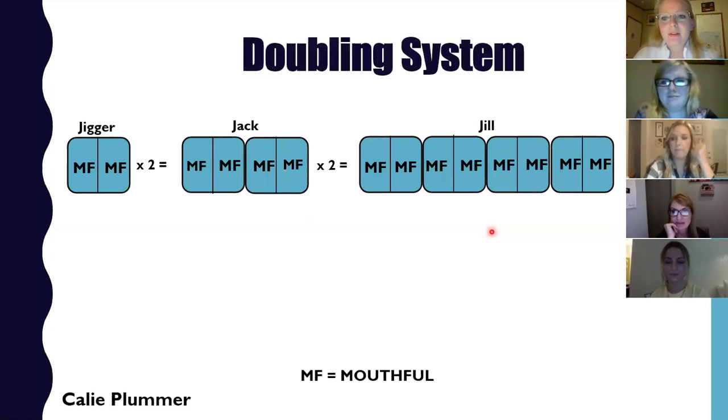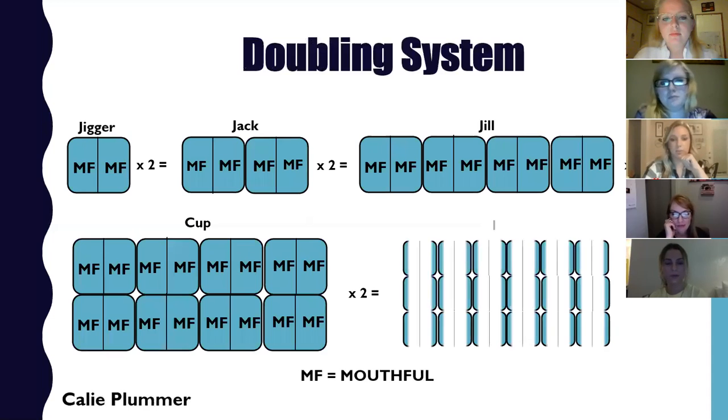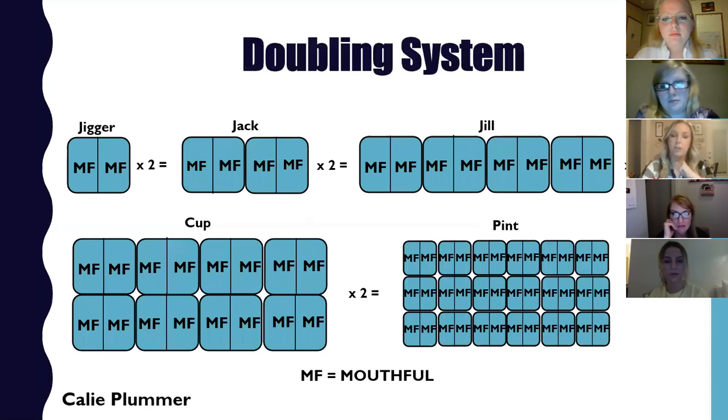Double it. Yep. To move up from there, you can multiply it by 2. You're going to go to 16, and so a cup is going to be 16. You're going to multiply it by 2 again, and you're going to go up to 32, which is a pint. And so to answer the question, how many mouthfuls are in a gill, we have 8. A cup is 16, and a pint is 32.